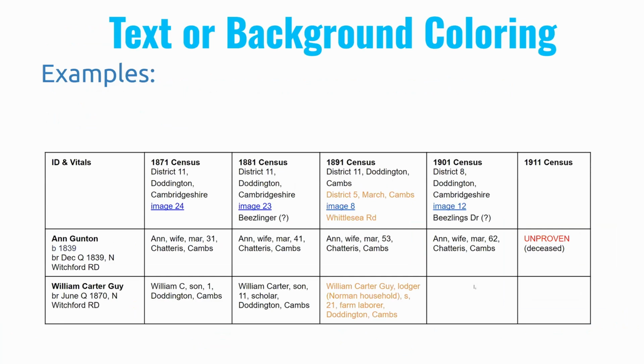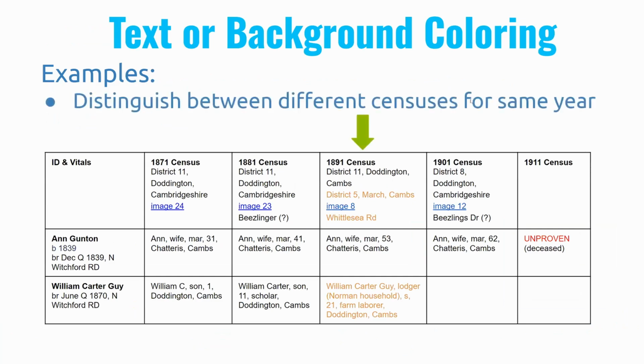Okay, let's talk about using text or background coloring. There are a number of different ways that you can use that. One, as we mentioned before, is to distinguish between different censuses for different family members in the same year. Another thing that you can do is, for instance, mark unproven items. So Anne doesn't show up in this census, and so she could be deceased. She's old enough that it's likely that she could have died between 1901 and 1911. But if I haven't proven it, then I could put a comment here to remind me that I need to find evidence that she actually had passed away by then.